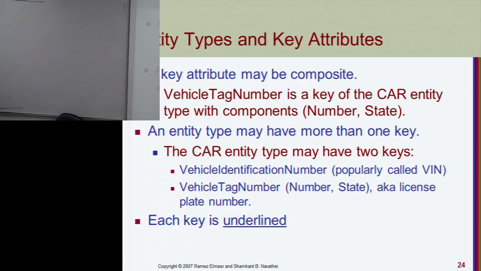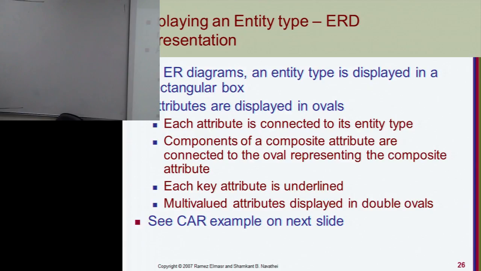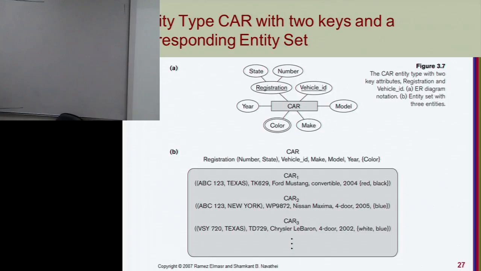We move then to differentiate between an entity type and an entity occurrence. For example, this here is an entity type, car, and these are the attributes of the car. We have different representations for each type of attribute. So simple attributes are just ovals like this: year and model. Simple attributes. Composite attributes are defined like this.